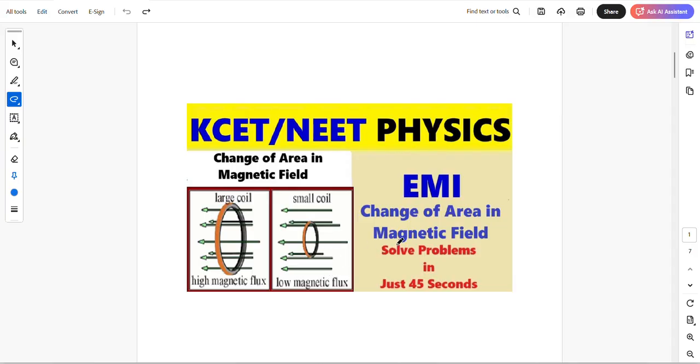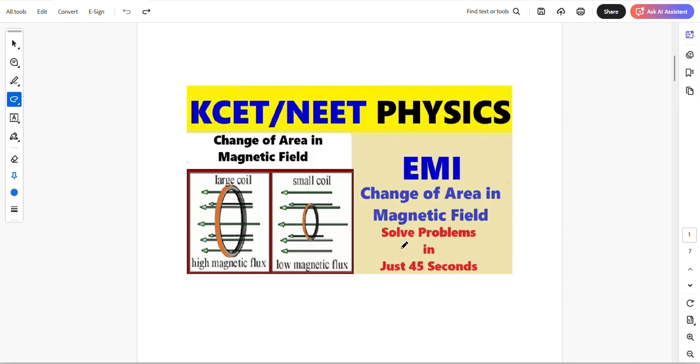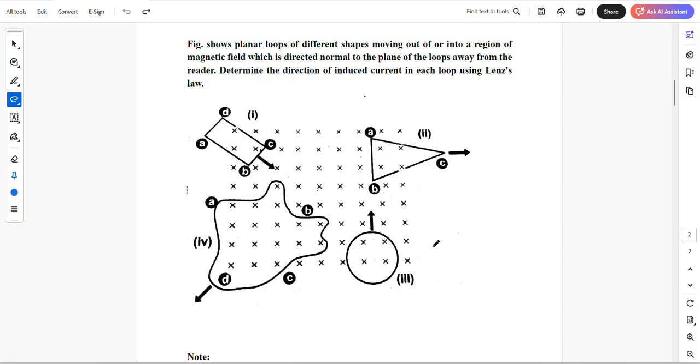Today we will be seeing problems on the topic change of area in magnetic field, which lies in the electromagnetic induction chapter. I will teach you how to solve problems in just 45 seconds. This is the first problem.